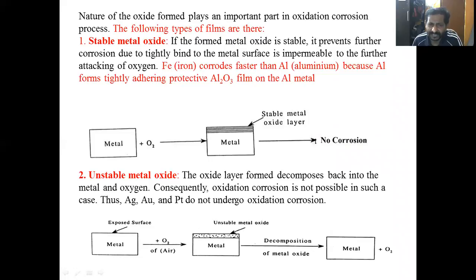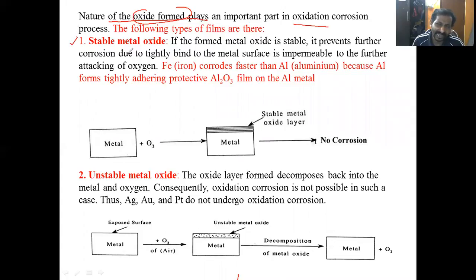On the metal surface rust is formed. Next, the nature of the oxide formed plays an important role in oxidation corrosion. There are different types of oxide layers formed, and we will discuss them one by one. For example, if the obtained metal oxide is stable.